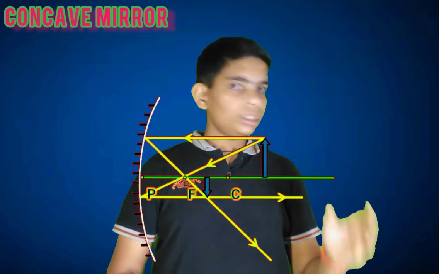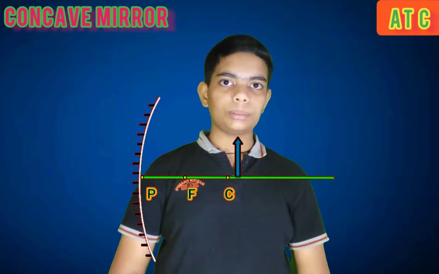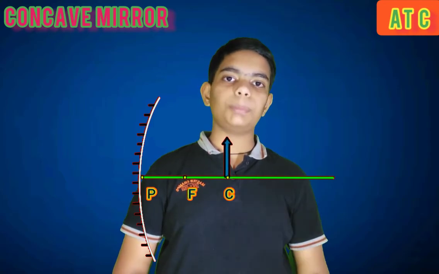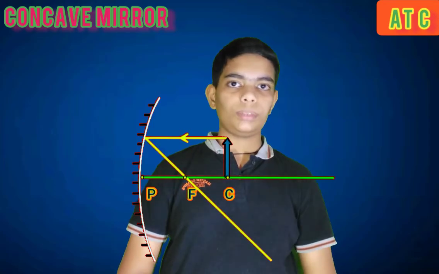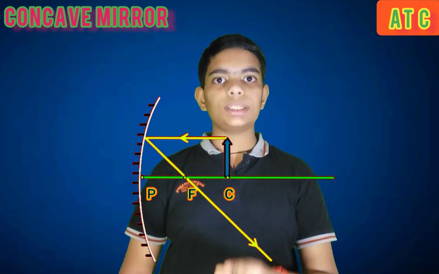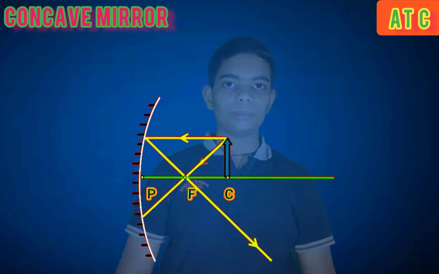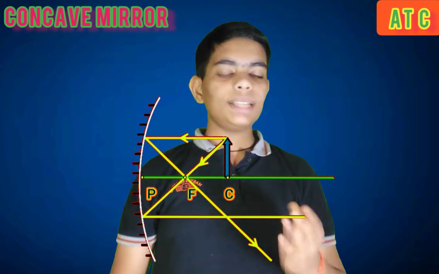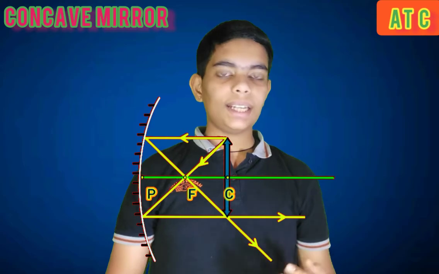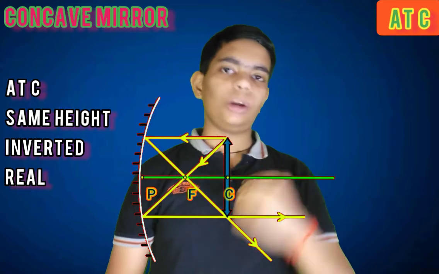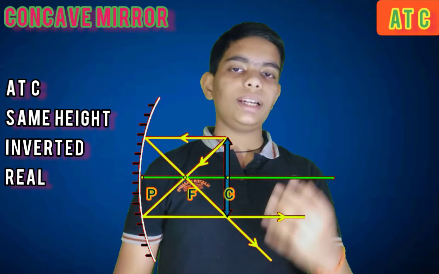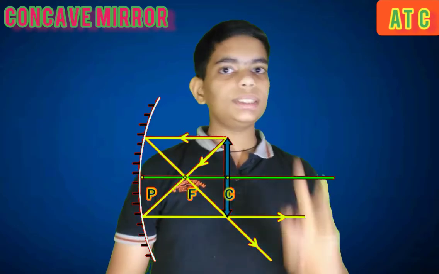Let us move this object still more closer to the mirror. So now you can see that the object is placed on C. So again, let us perform the same procedure. The first ray is parallel to the principal axis and passes through the focus. The second ray passes through the focus and becomes parallel to the principal axis. So friends, here's the image. It is exactly on C. It is exactly the same height as the object. It is inverted and it is real. So friends, this is the second case.